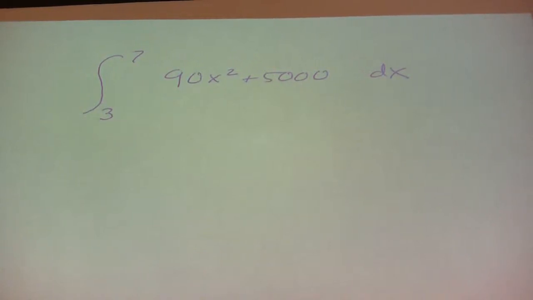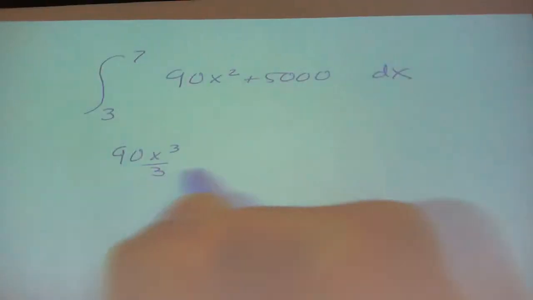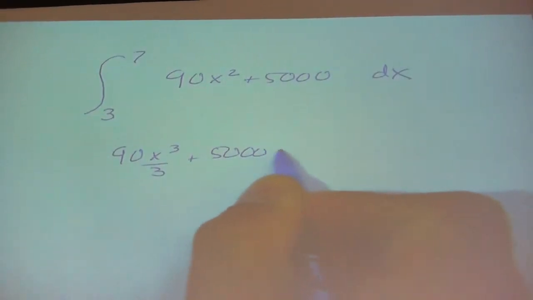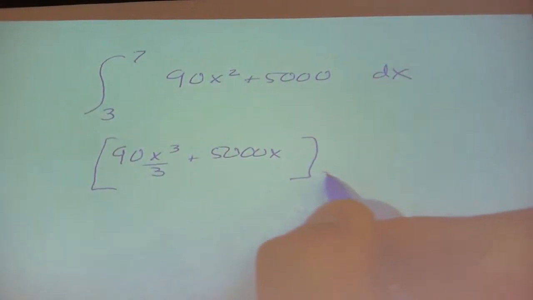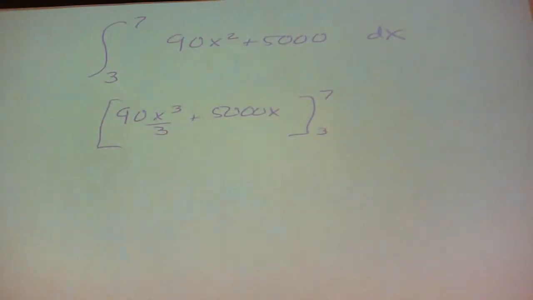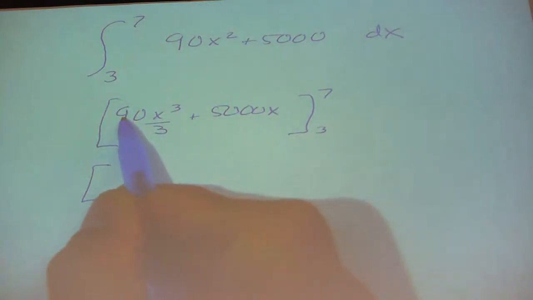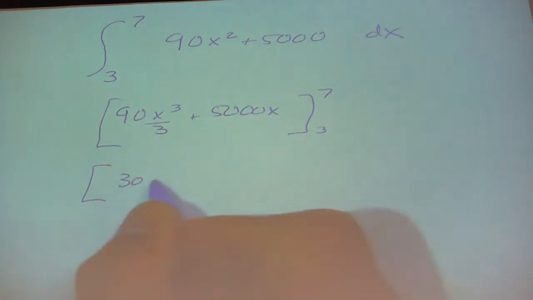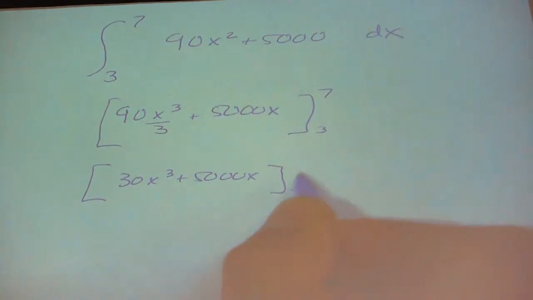Okay, let's see how we're doing. So the integral would be 90 x to the third over 3 plus 5,000 x. Normally we have a plus c, but because we have numbers, we know the c would cancel, but if you need to put the plus c there so you don't mess up the other ones, that's fine. Again, I always like to simplify first. 90 divided by 3 is 30, x to the third plus 5,000x from 3 to 7.